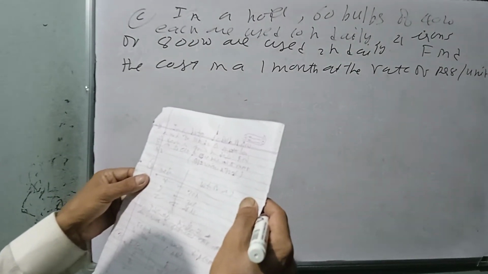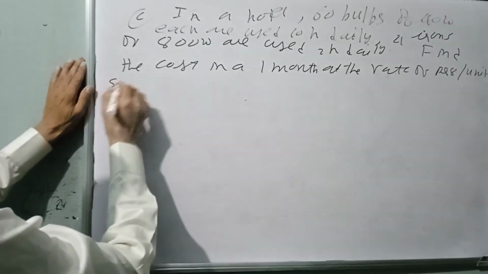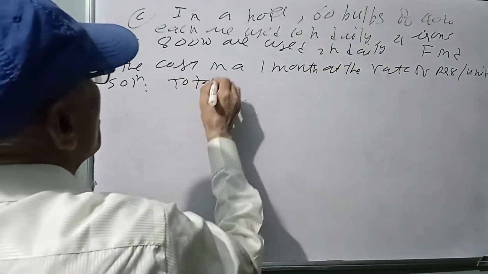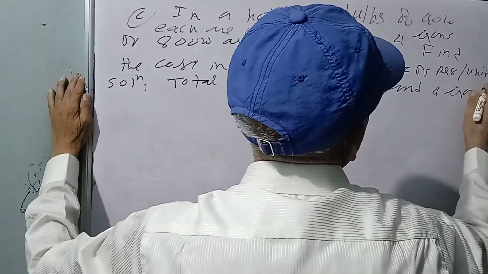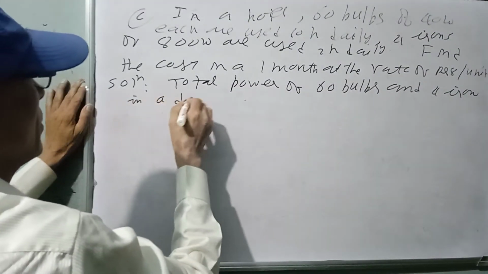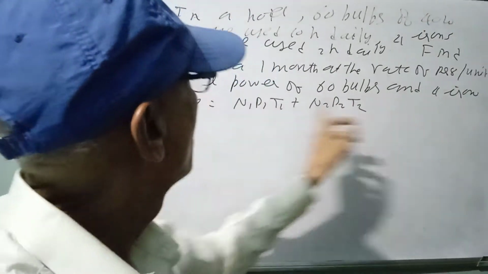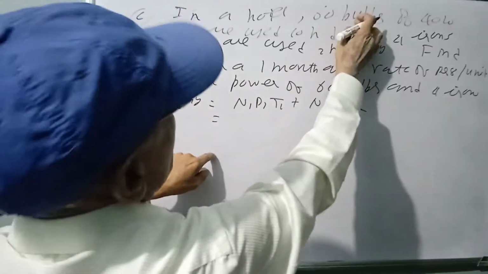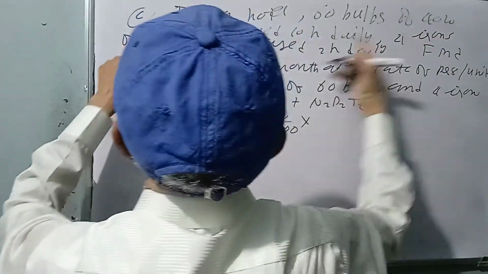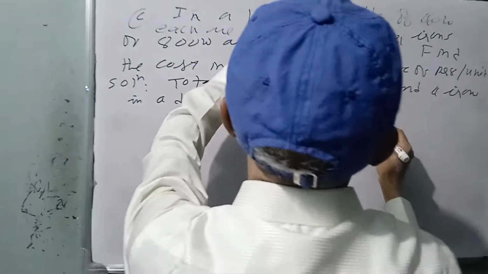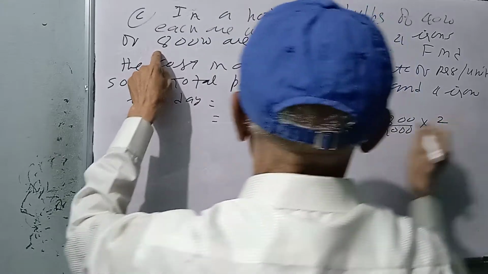60 bulbs of 40 watt and 4 irons of 800 watt used 2 hours daily, what is the cost? Now first of all, total power in a day. Total power of 60 bulbs and 4 irons in a day equals N1 P1 T1 plus N2 P2 T2. If there are 3 items, N3 P3 T3. N1 is 60 bulbs, so write 40 watt, 40 upon 1000 into T hours, plus N2 is 4 irons, 4 into 800 by 1000 into 12.